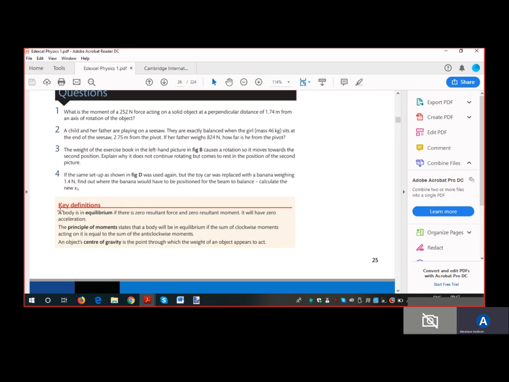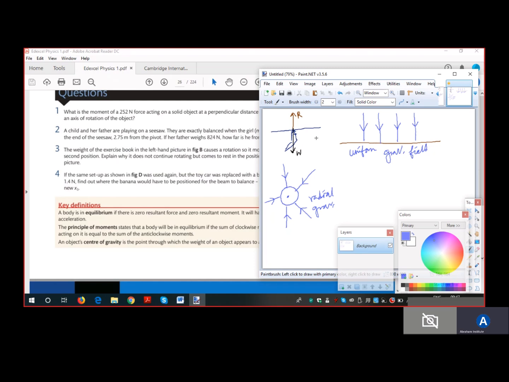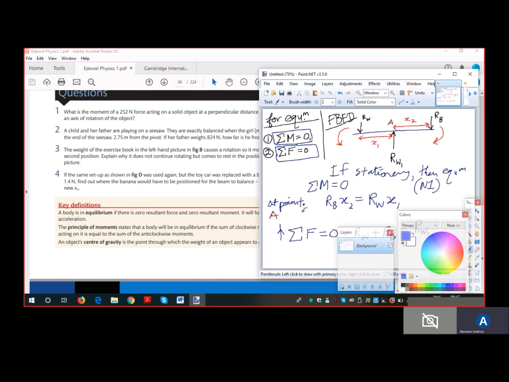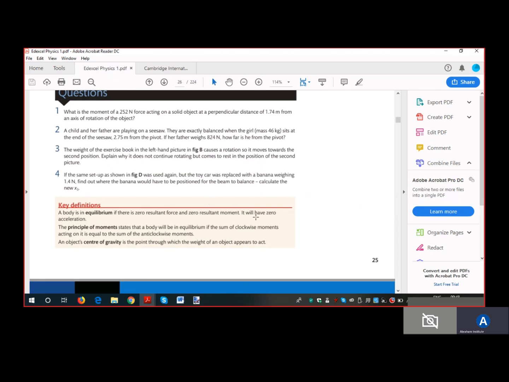So, the definition of moment, and you should be able to state what equilibrium is. A body is in equilibrium if there is zero resultant force and zero resultant moment, which is what I said here. For equilibrium, these two conditions have to be met. It will have zero acceleration, because if the resultant force is zero, the acceleration is zero according to Newton's second law, F equals ma. Then the principle of moments states that a body will be in equilibrium if the sum of clockwise moments acting on it is equal to the sum of anti-clockwise moments. But what I told you is better.